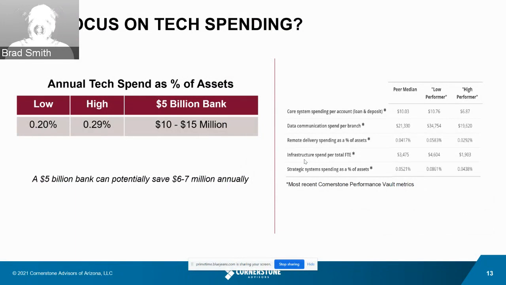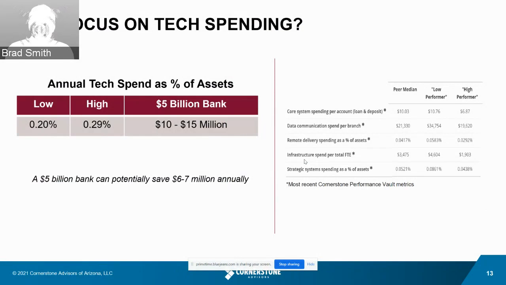So why do we focus on tech spending? Well, because it's a big dollar number. It's a large amount of your non-interest expense. So I just pulled some of the cornerstone spend metrics here. And a typical $5 billion bank is spending somewhere between $10 and $15 million a year on tech. You can use the tech spend as a percentage of asset numbers there on the left-hand side, just to benchmark yourself to see how you compare. I just use $5 billion based on our attendees here to give a rough idea.